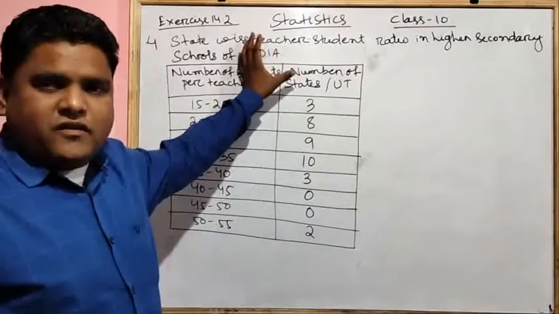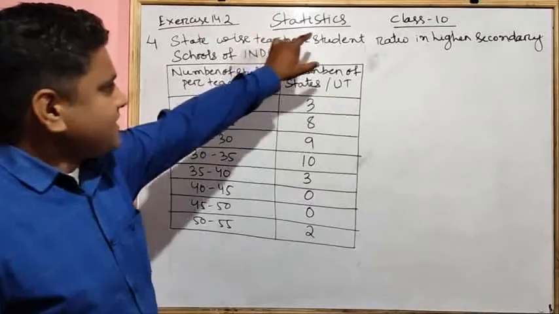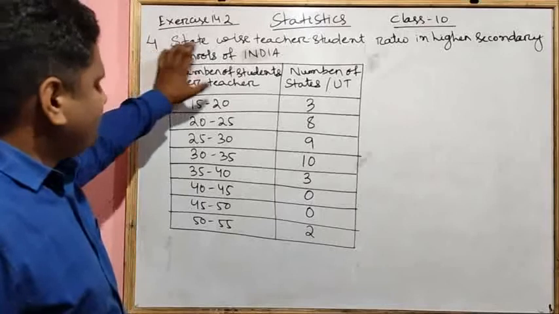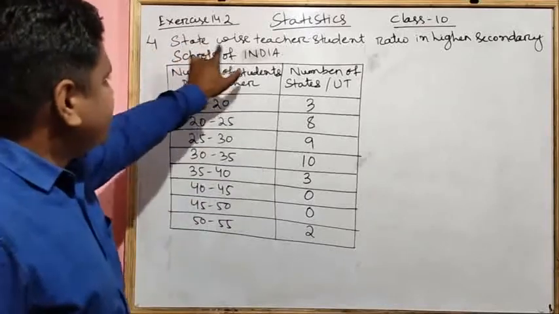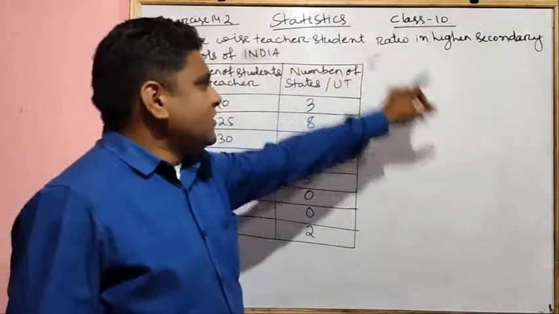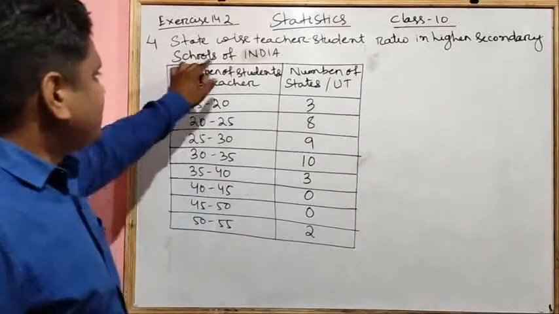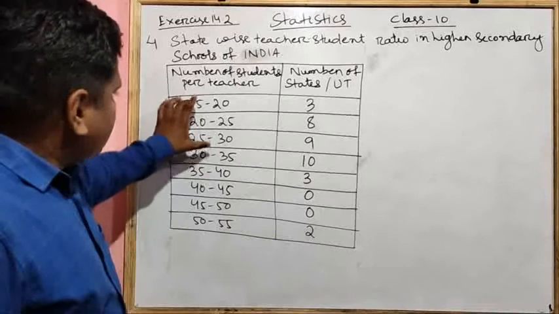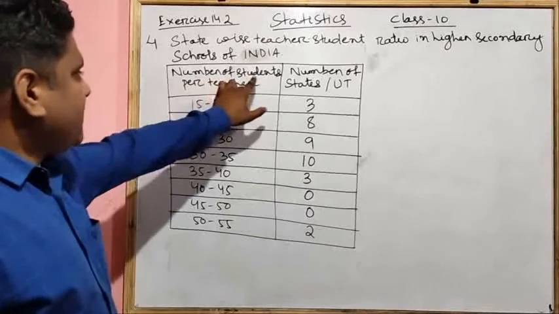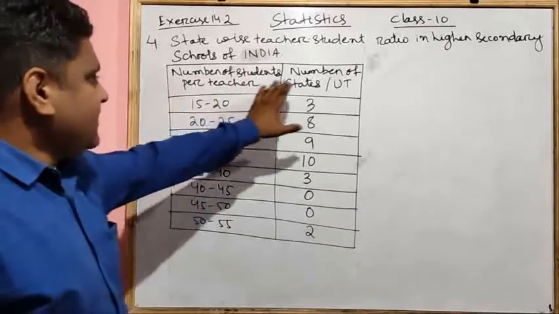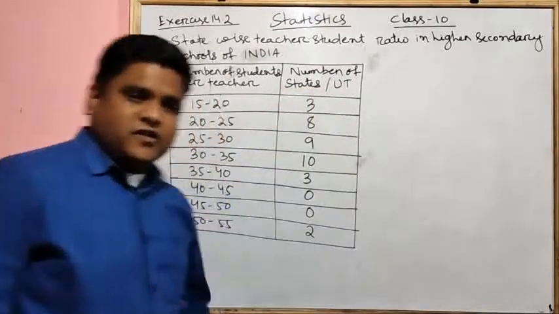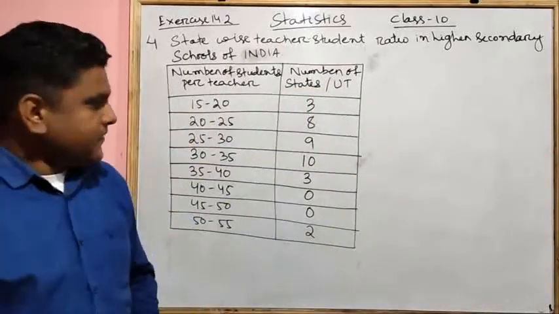Find the mode of the given data. This is from Statistics, Class 10, Exercise 14.2, number 4. The following table gives the state-wise teacher-student ratio in higher secondary schools of our country. Here in the table, the class interval gives the number of students per teacher and the frequency is the number of states or union territories of our country.